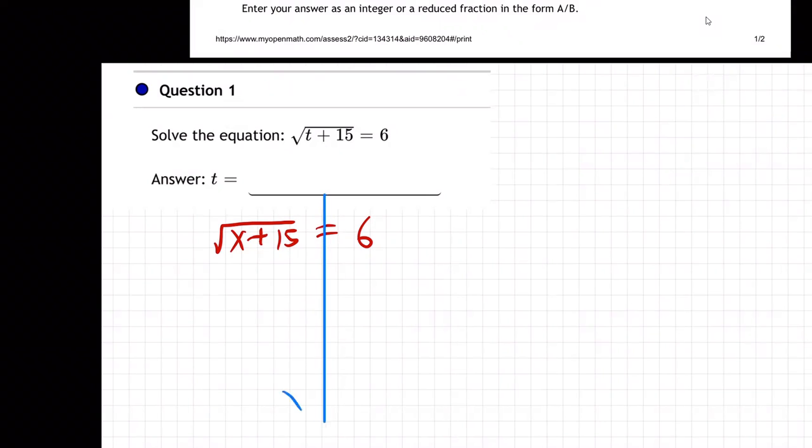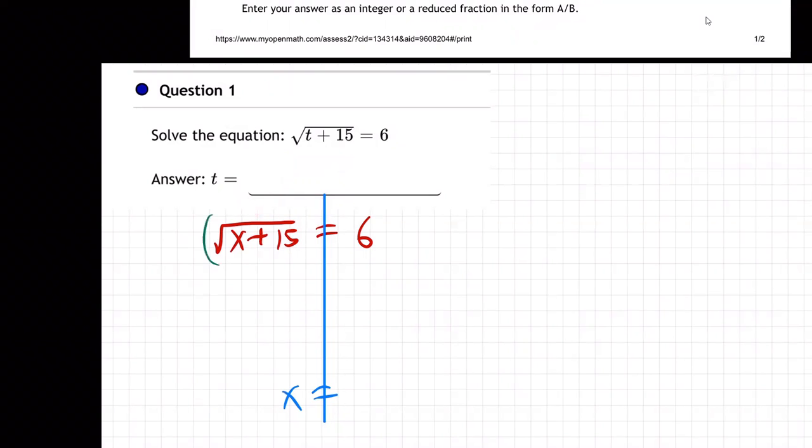And our goal is to get X alone. X said, I want to be alone, right? So that means get rid of this root, get rid of this 15 so that I can be alone. That's what we're trying to do. That's what it means to solve for X. It means to get rid of this stuff that's on the same side with the X. Okay, so how do we do that?